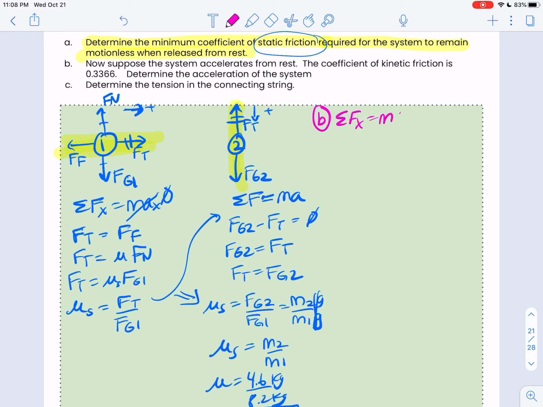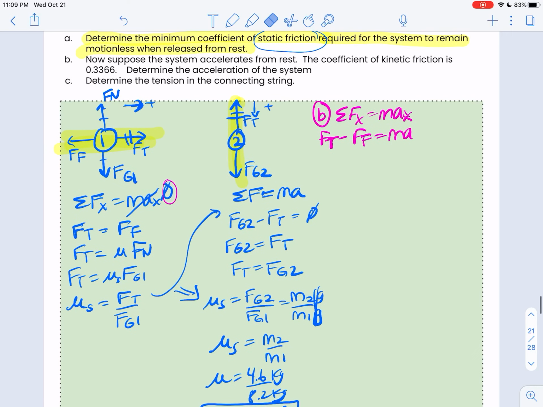So the Fx equals max, but now instead of being 0, I have to actually have it. So I have Ft minus Ff equals max, or let's just call it a, because that's fine. It's going to be the same for everybody. And then for the other guy, I'm going to call it y. F equals ma. So Fg2 minus Ft equals m2a. This is m1a.